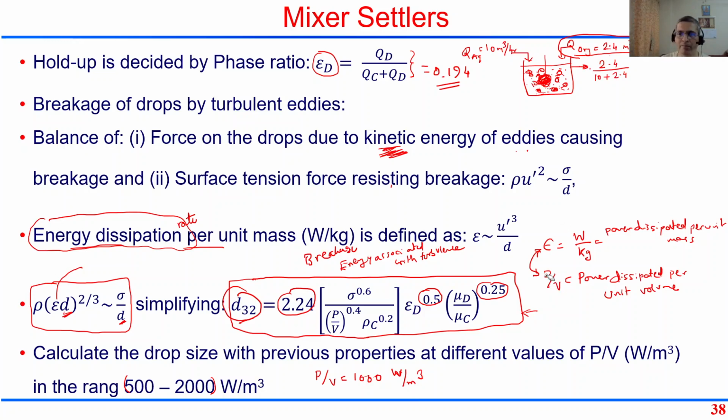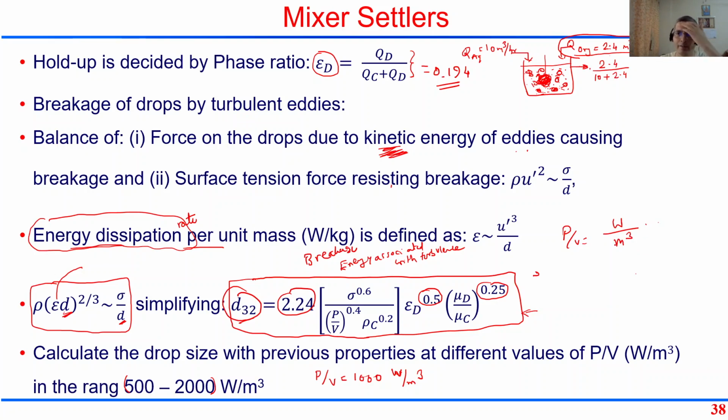Remember, how would we relate the P by V and epsilon? P by V is power per unit volume, watts per meter cube. If I divide by density, kg per meter cube, then I will have watts per kg. So epsilon would be equal to P by V divided by rho of the continuous phase, in which the agitation is creating turbulence. So take P by V equal to 1000 watts per meter cube. Take all the physical properties that we had taken last time and calculate D32. I'll give you a couple of minutes to calculate D32.